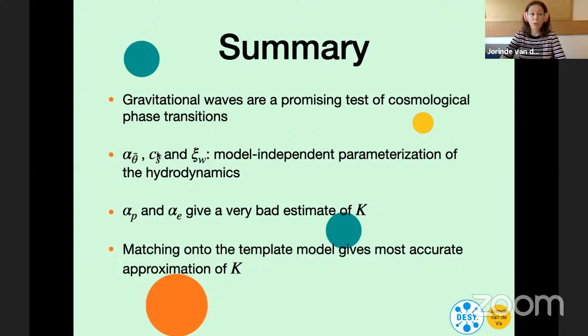The previous graph showed that if you take the Bag equation of state and you just plug in the phase transition strength based on the pressure and the energy density, you get a very bad estimate of the kinetic energy fraction. Whereas matching onto the template model, which is the method that we proposed, gives the most accurate approximation of the kinetic energy fraction and therefore of your gravitational wave.